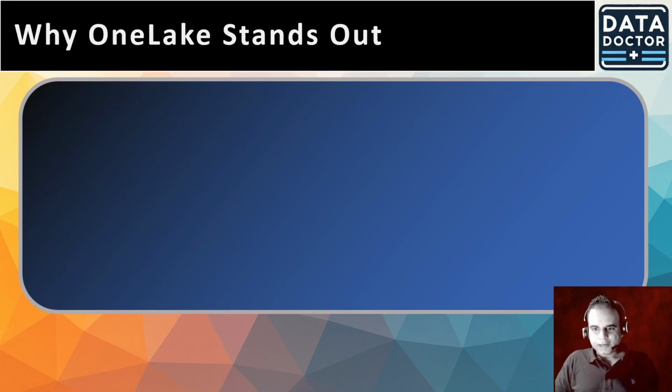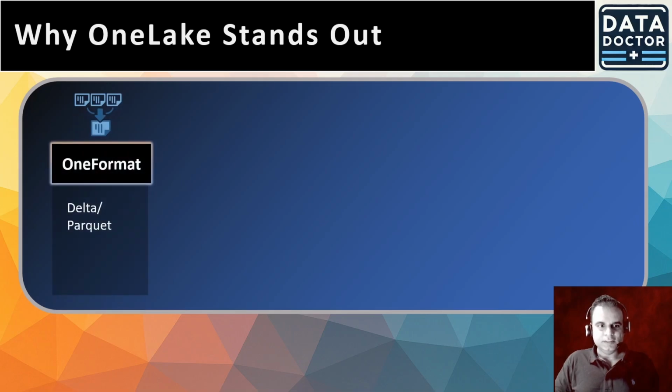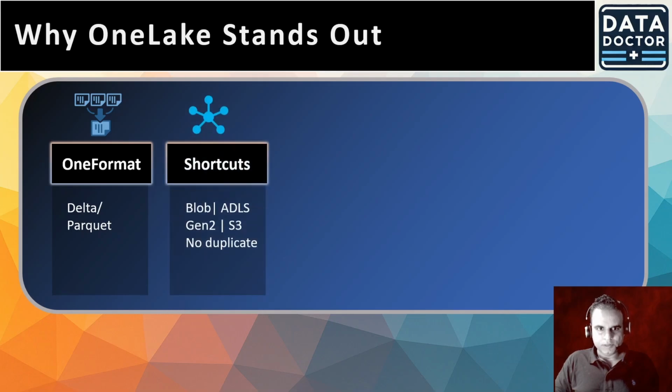Let's have a look at the key features that it offers in addition to what we have seen as of now. One thing is the one format. This is one crucial thing: every tool should be able to read the data, and there is no multiple kinds of data available. There is only one format, readable by all the tools, and this format is Delta Parquet in OneLake's case.